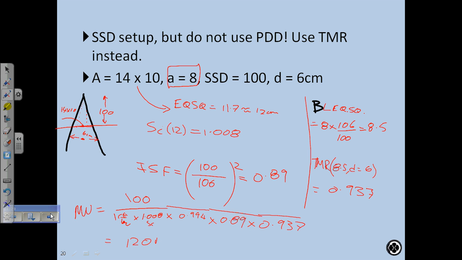Zero point nine three seven. Okay, so what do we get? 120. 120 and you. All right. Now, if you guys want to check this when you go back home, just double check and do it with PDD. Okay. So check it out, see if it works out with PDD.